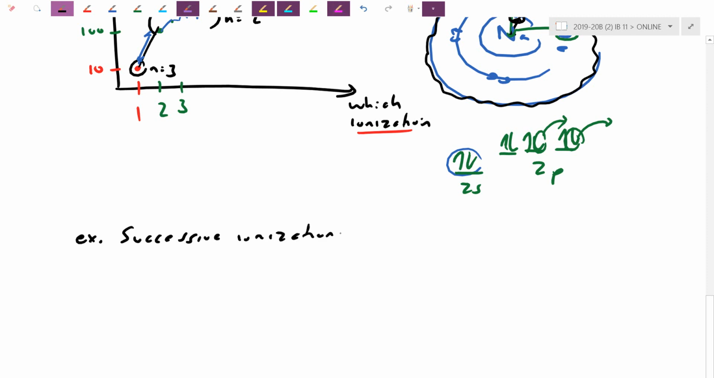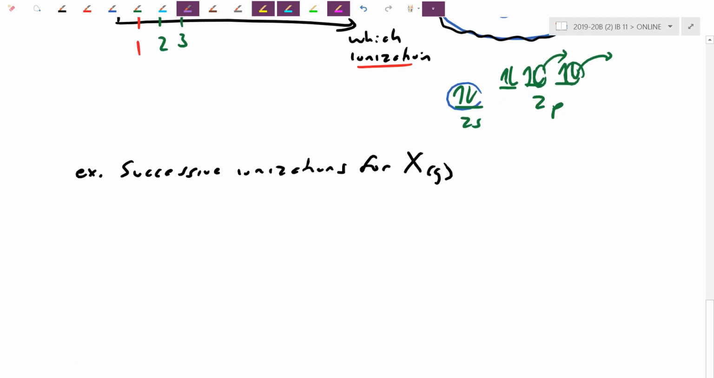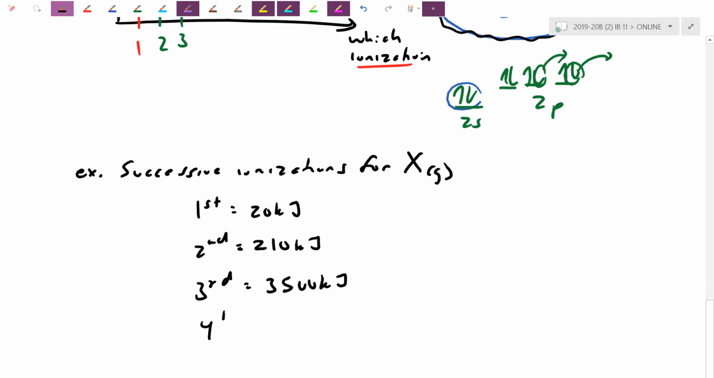Successive ionizations for, let's do X as a gas. Typically they use M for metals and X for non-metals. Let's say I give you a few numbers. First ionization is 20 kilojoules. Second ionization is 210 kilojoules. Third ionization is 3,500 kilojoules. Fourth is 4126 kilojoules, something like that.